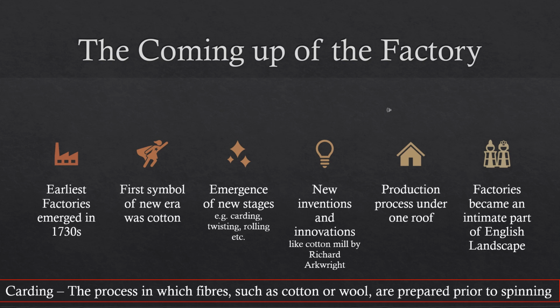So carding was the process in which fibers such as cotton or wool were prepared prior to spinning, so that during spinning they would not break. So it was like processing prior to spinning to check the strength. Other than this, twisting and then rolling. So these stages came in.